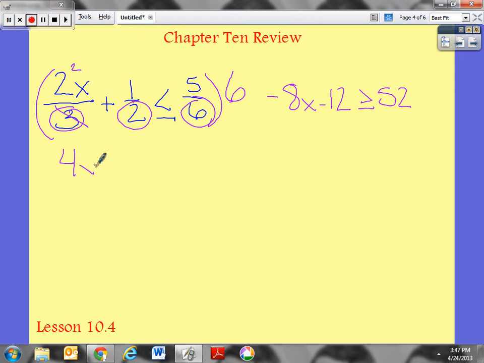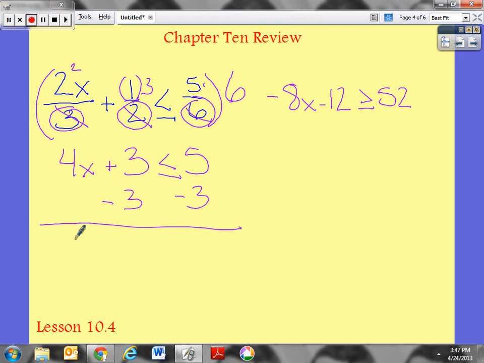That's nice. I will now say plus. How many times does 2 go into 6? 2 goes into 6 3 times, so I'll multiply this by 3. 1 times 3 is 3. That is less than or equal to. 6 goes into 6 once, so that cancels out. I have 1 times 5 is 5. Okay, subtract 3 from both sides.